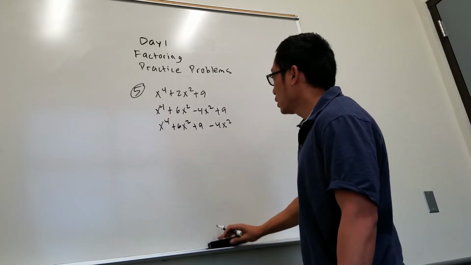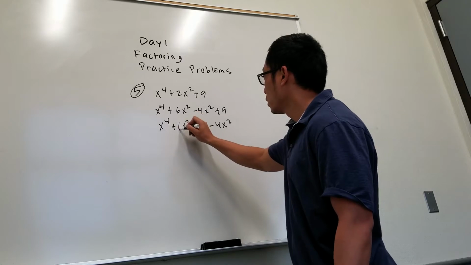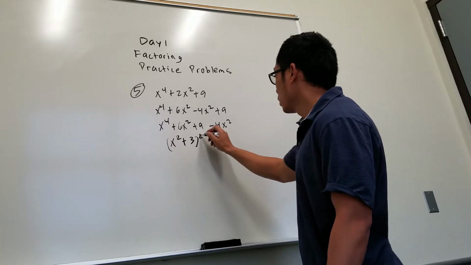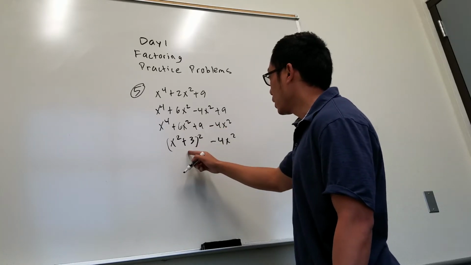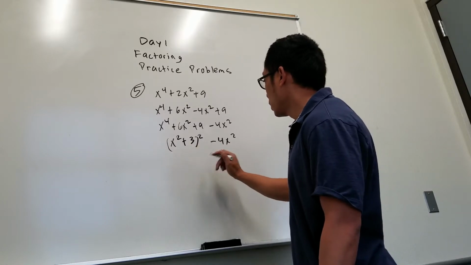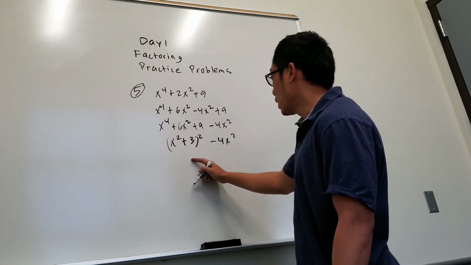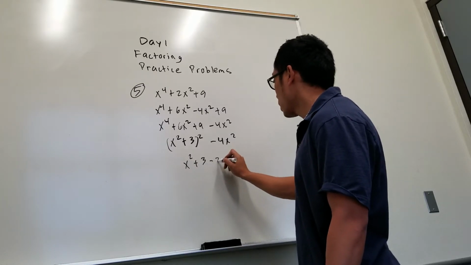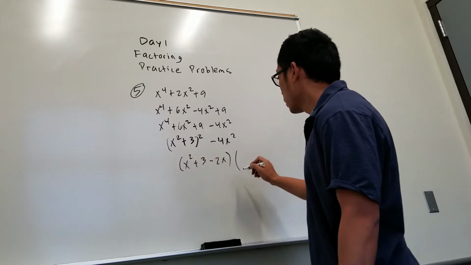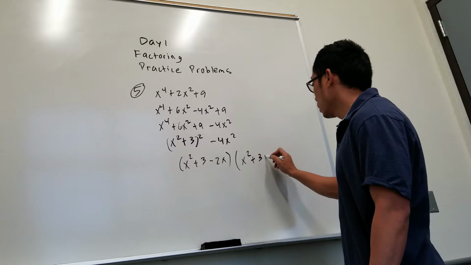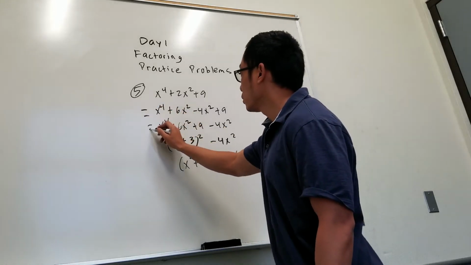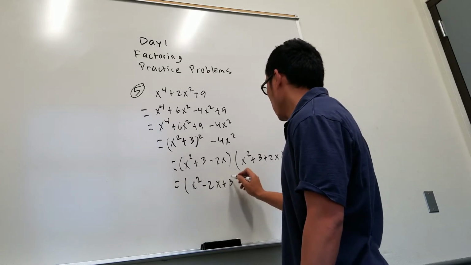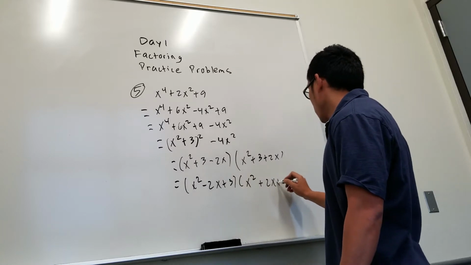But you notice here, this is a perfect square, right? So this is x squared plus 3 squared minus 4x squared. This is really a squared minus b squared, so let's go with a minus b. So x squared plus 3 minus, what is b here? 2x, right? And a plus b, x squared plus 3 plus 2x. And I can even rearrange this: x squared minus 2x plus 3, x squared plus 2x plus 3. That's it.